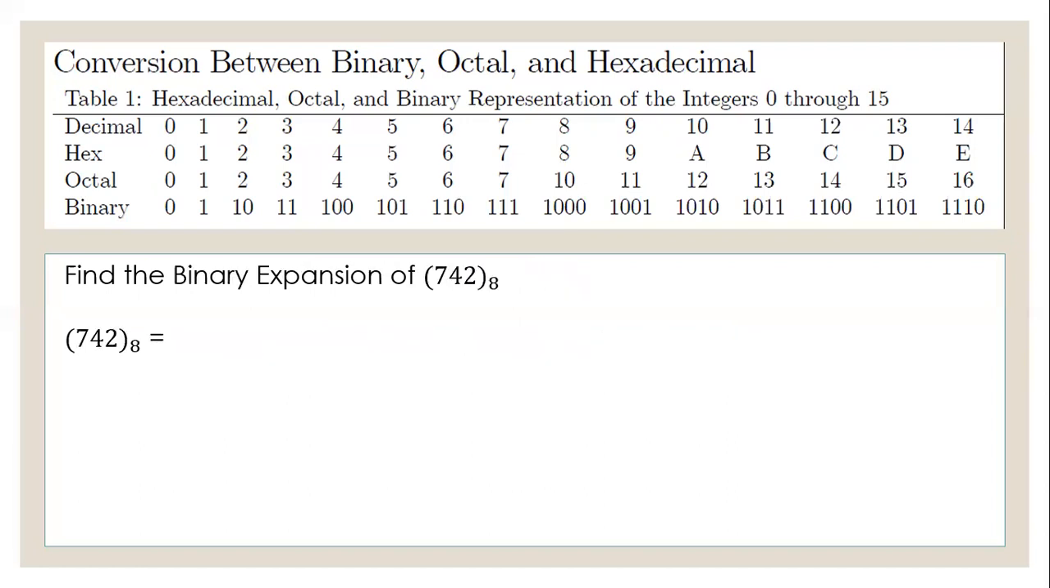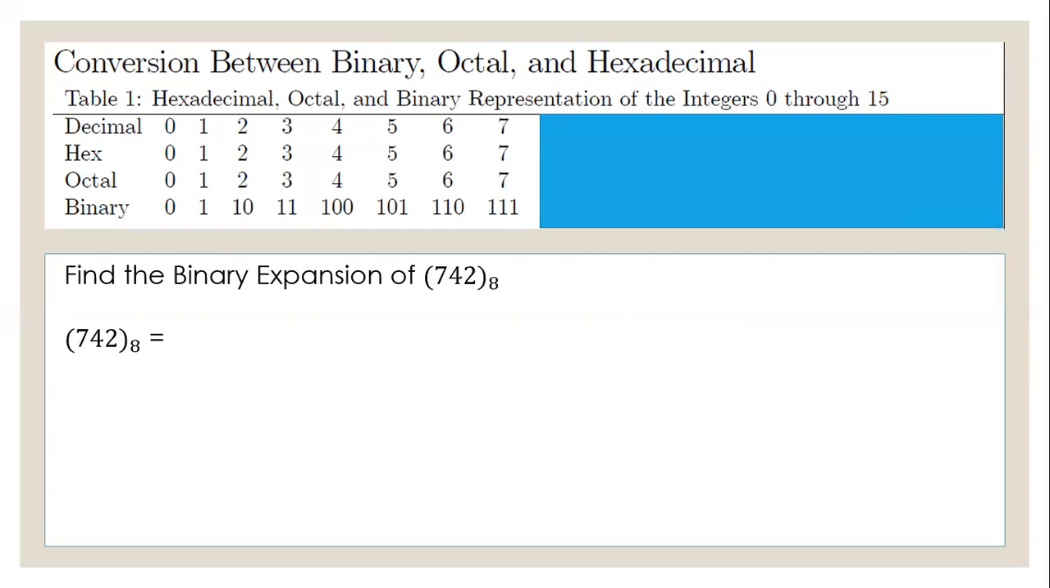What about the binary expansion of 742 in octal? I want to come up with a binary expansion for it. Well, again, I don't need anything past 7 because there is no digit greater than 7 in an octal base. So for each one of these, I just grab the binary representation below it, again, padding with zeros if necessary.